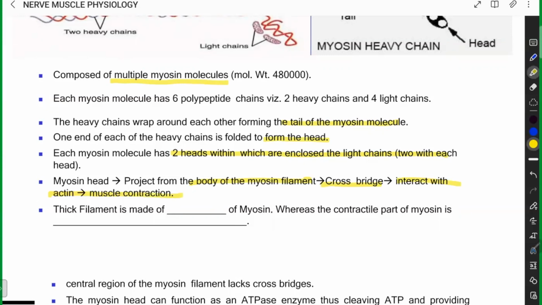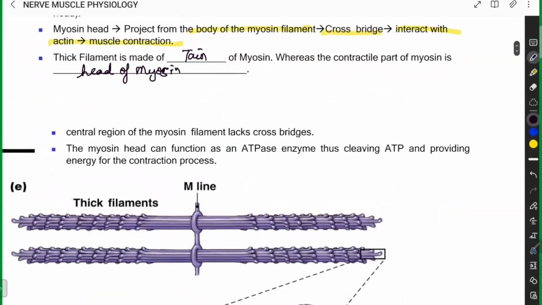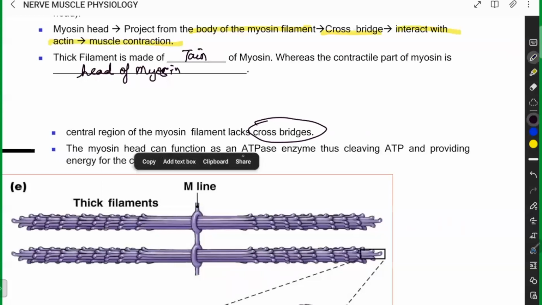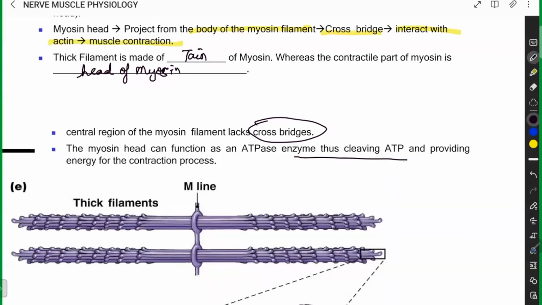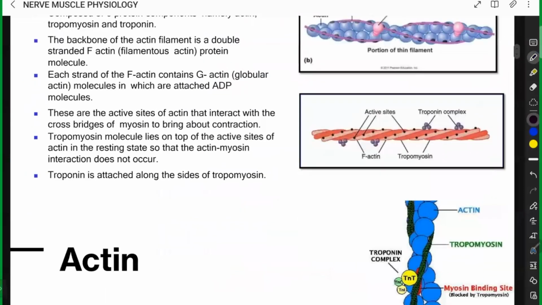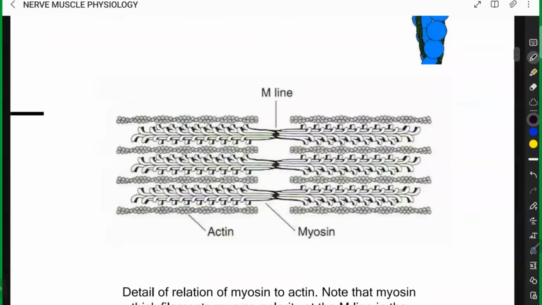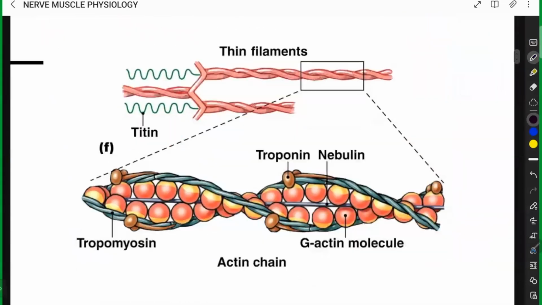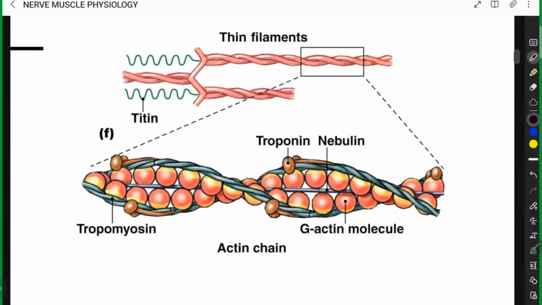Now answer me: what is your thick filament made of? The tail of your myosin, whereas the contractile part of your myosin is the head of myosin. Again, the central region of the myosin filaments lacks cross bridges, and the myosin head functions as an ATPase enzyme, which gives you the energy. I have given you what I spoke about actin and the different parts of troponin as theory, so that you can read it slowly and understand it.